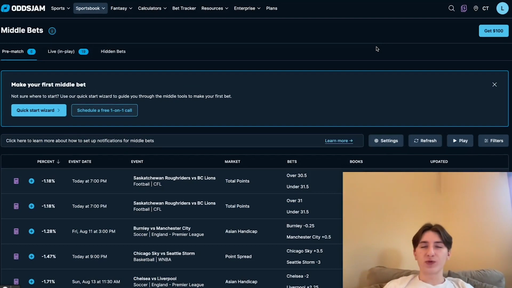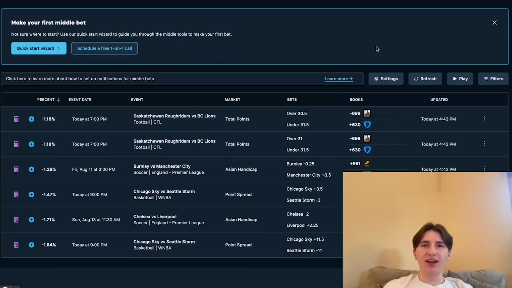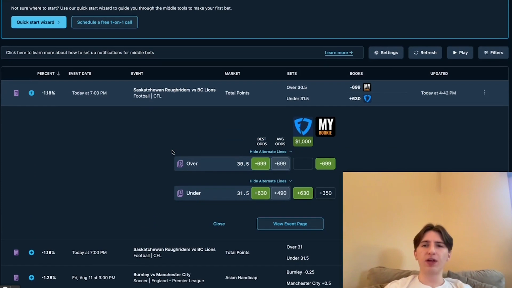All right, so one more situation where you might want to bet on an over and an under is one of my favorite types of sports bets, which is called a middle bet. So with a middle bet, you're betting on an over and an under at two different lines. For example, here looking at this Canadian Football League game coming up, you'd bet over 30.5 points on MyBookie and under 31.5 points on FanDuel.